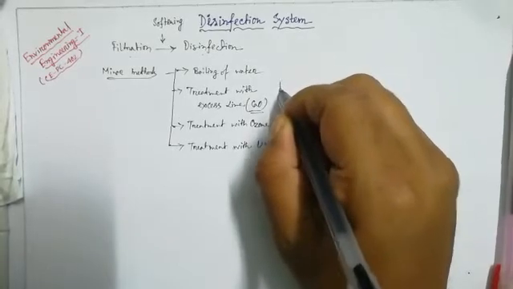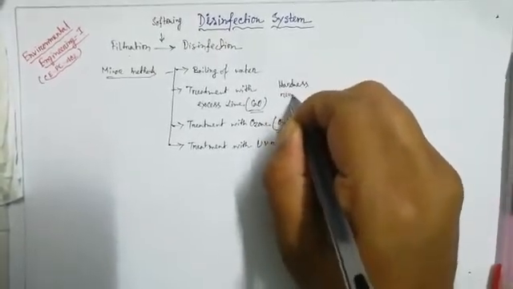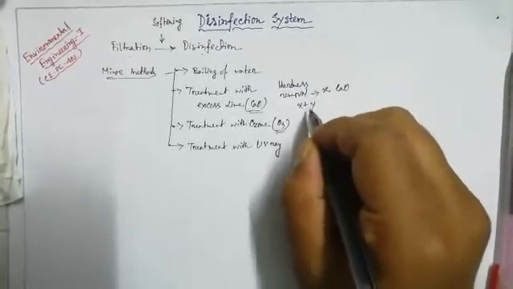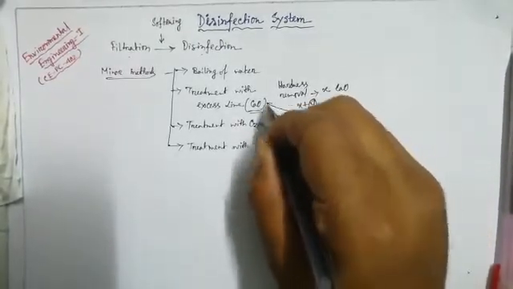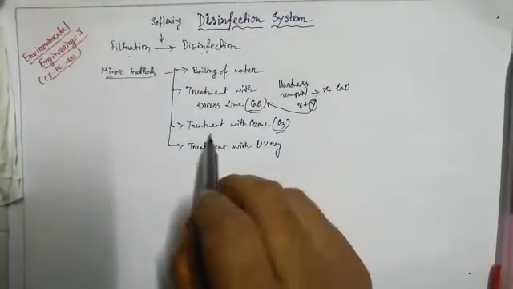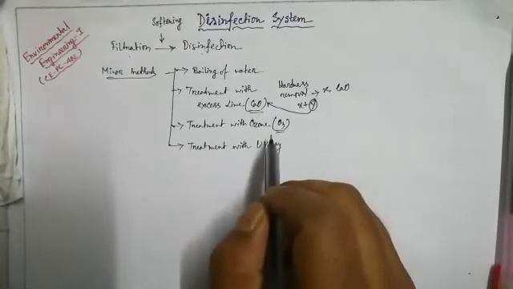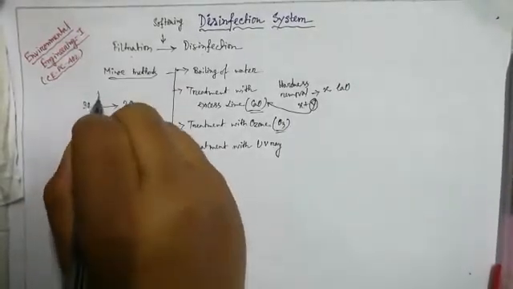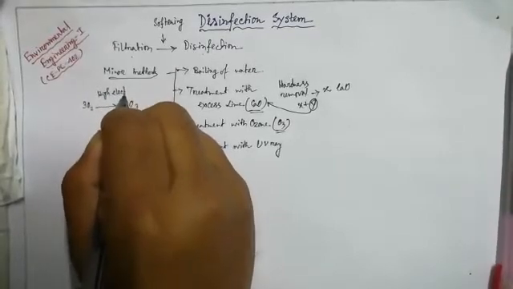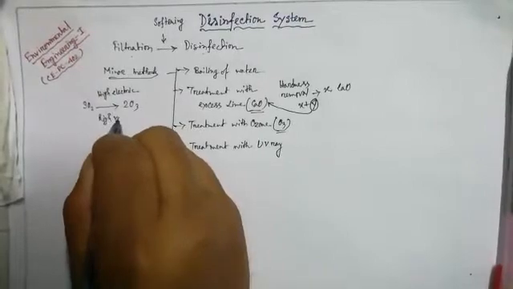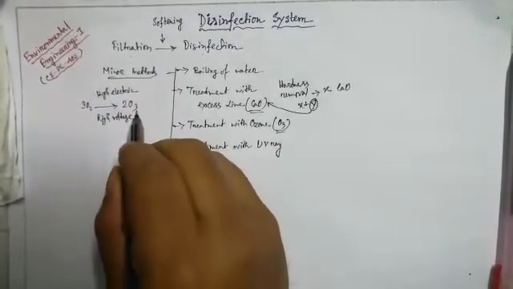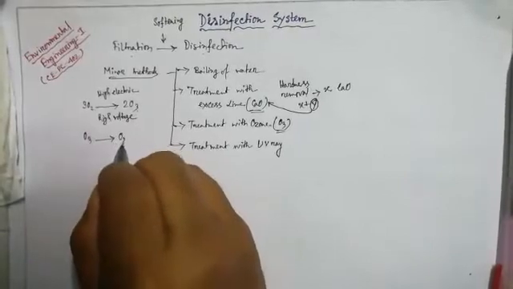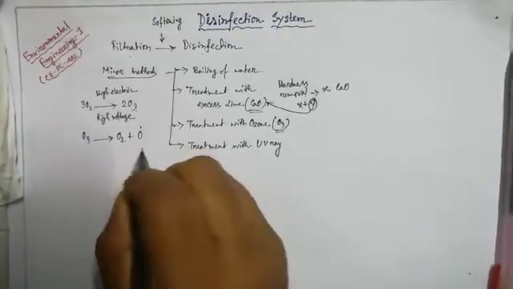Say for example, for hardness removal you require x amount of CaO, but you are adding x plus y. Then this extra y amount of CaO will be required for the disinfection process, that is killing the microorganisms. Now treatment with ozone. Ozone is generally prepared from oxygen. 3 oxygen molecules can be converted into 2 ozone molecules in the presence of a high electric field, high voltage. Now whatever ozone has been prepared from oxygen molecules has a tendency to dissociate again into an oxygen molecule and one nascent oxygen atom.